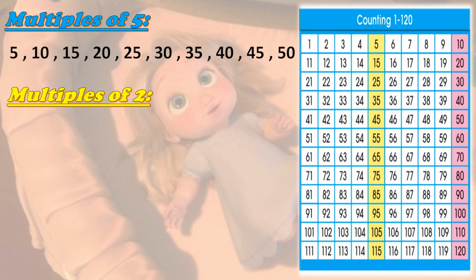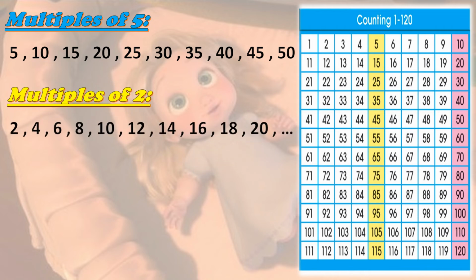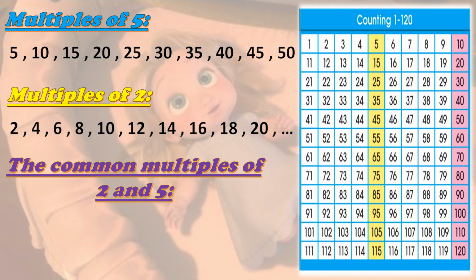We took before multiples of 2, which are all even numbers. We will take now the common multiples of 2 and 5. Don't forget that multiples of 2 are even numbers and multiples of 5 end in 5 or 0. Look here, in the 120 chart, I have numbers ending in 5 and numbers ending in 0, and we know that 0 is an even number. So I will check here what is the common multiple between 2 and 5.